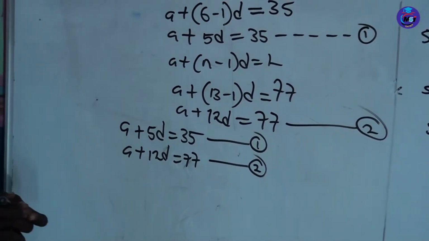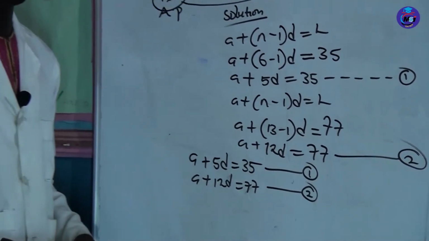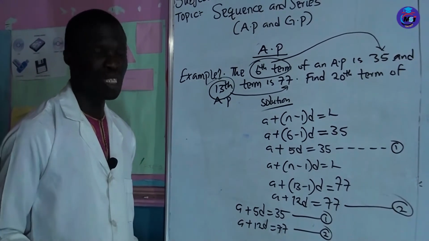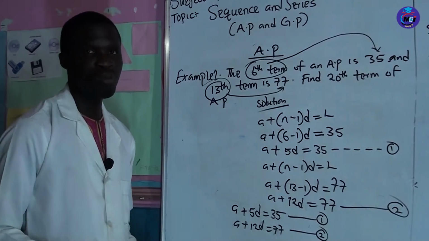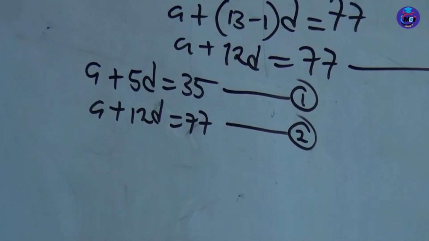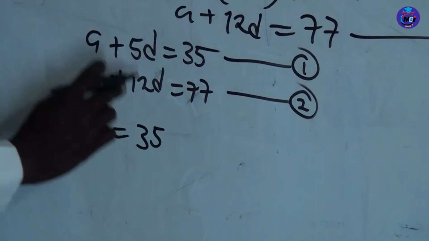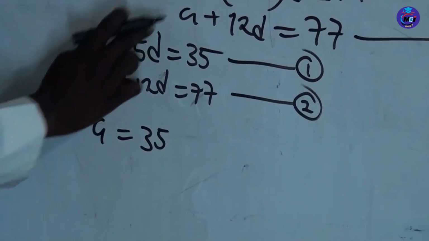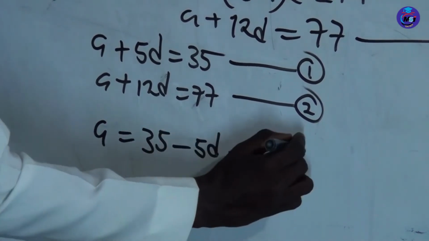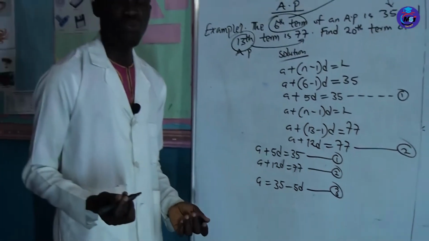Now, from here, we have different methods used in solving simultaneous equation. We have the substitution method, we have the elimination method, we have the graphical method. But I'm going to use the substitution method with you. So you make A the subject of the formula by saying A equals 35. When plus 5D crosses to this side, it turns to minus 5D, and you call this equation 3. Now, what we call substitution, you've watched football before.